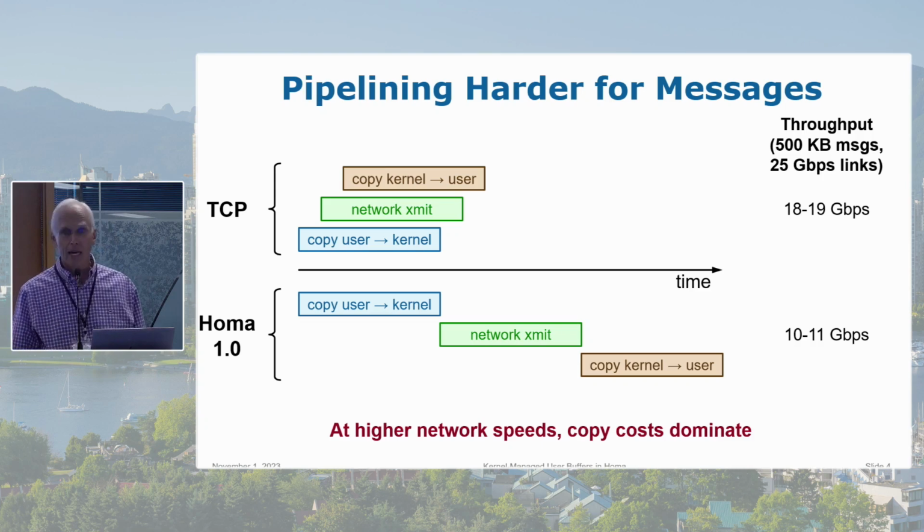And by the way, as the networks get faster, this discrepancy gets worse, because in a 25 gig network, the network transmit actually takes longer than either of the copies, and so the lack of pipelining there doesn't hurt quite as much. But when you get to a 100 gig network, almost all the time is actually copies. The copy is the dominant cost. And so this lack of pipelining becomes more and more problematic as networks get faster.